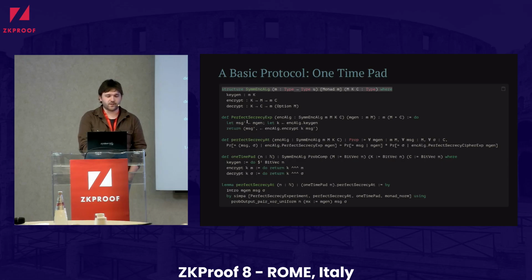But then, we can define perfect secrecy as just the property that getting a message and a ciphertext is the same as getting the message times getting the ciphertext, where the experiment here is just for any possible generation function mgen that generates messages and a validly generated key, return both. And then, we define one-time pads how you'd expect, and you can prove perfect secrecy pretty much automatically.